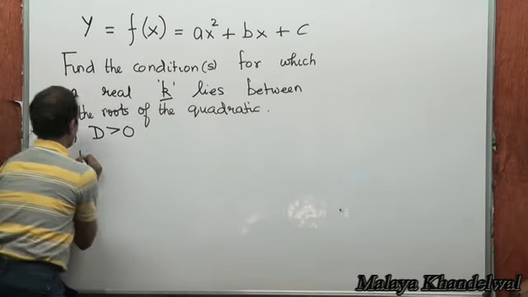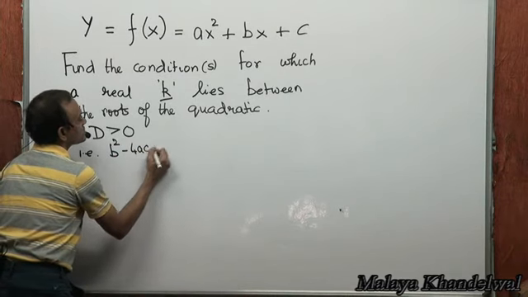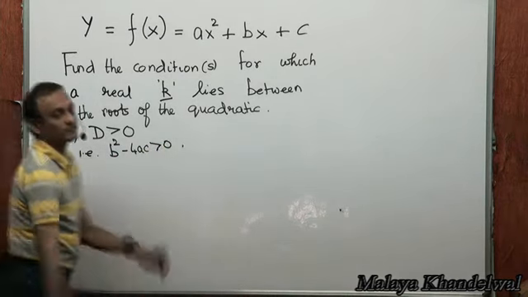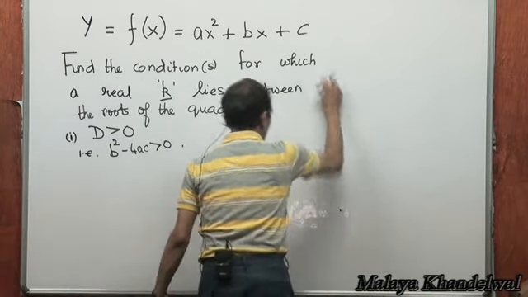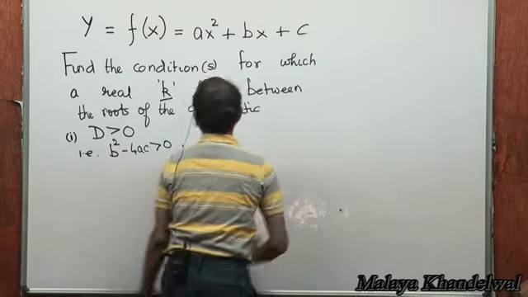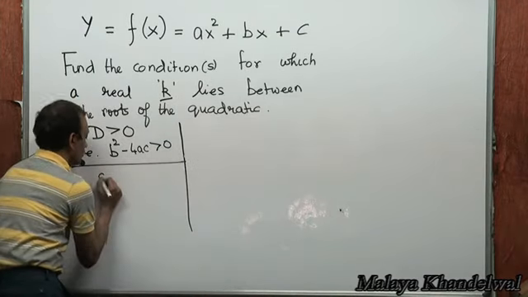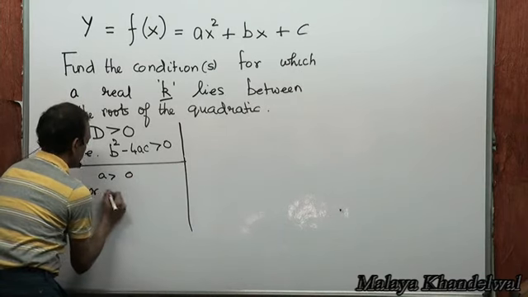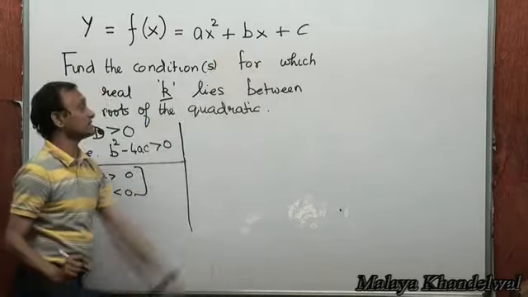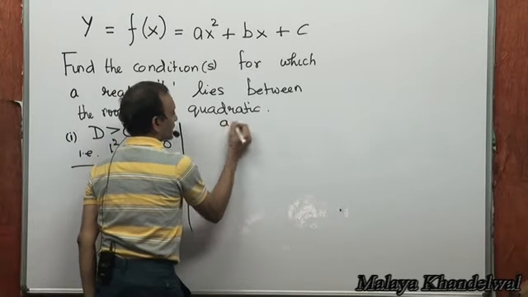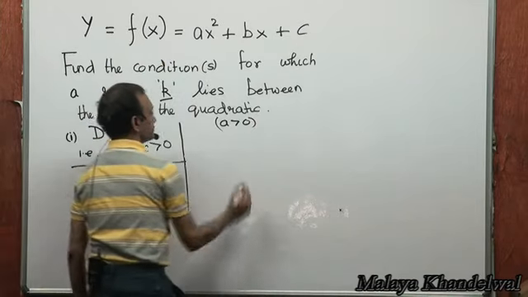So that is b squared minus 4ac must be greater than 0. Now, whether a greater than 0 or a less than 0, this would be a common requirement: discriminant greater than 0. Now, say for a greater than 0, the graph of this is going to be an upward opening parabola.